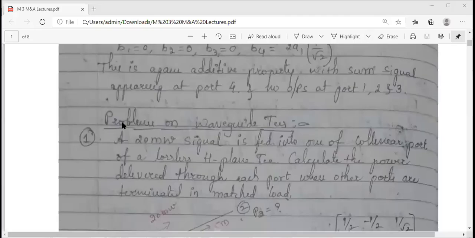In today's session, we are supposed to start the module 3 introduction, that is about strip lines. However, as I said in the previous session, we have completed the waveguides part of module 2, and a few problems are remaining depending on the waveguide T's. So some 3 problems are there.